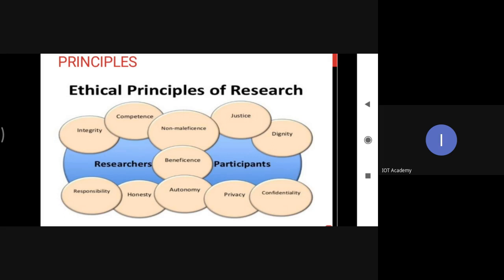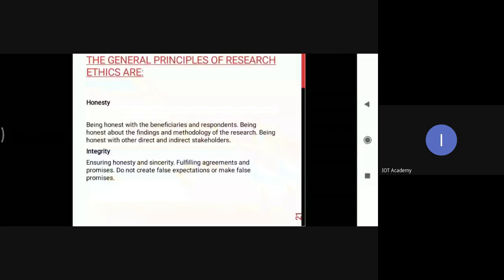So we talk about the principles of research, and it says that they can be the following principles, for example, integrity, competence, maybe beneficence, autonomy, honesty, responsibility, privacy, justice, dignity, and privacy, of course. Now, let me take one by one. The general principles of research ethics are honesty.